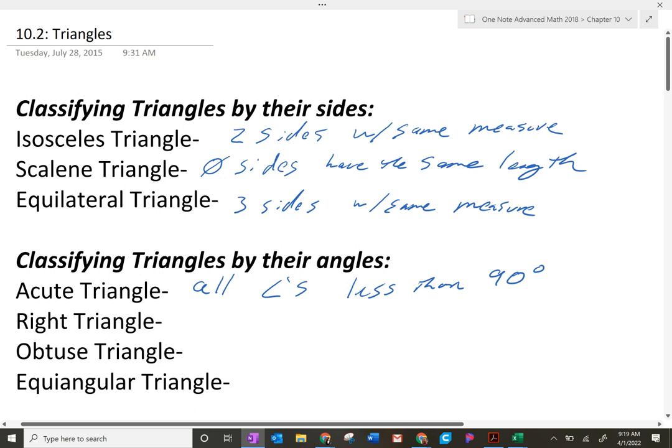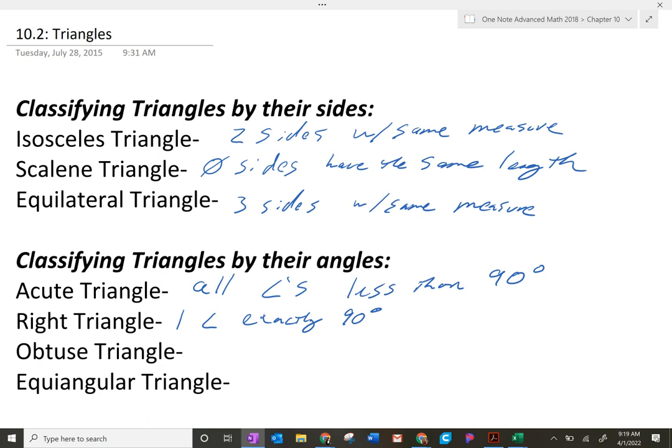For the right triangle, you will have one angle that's exactly 90 degrees. And if this angle is exactly 90 degrees, that's where we can use the Pythagorean theorem to figure out the other sides. This is the only one that really has a nice, easy formula for us to solve those ones.